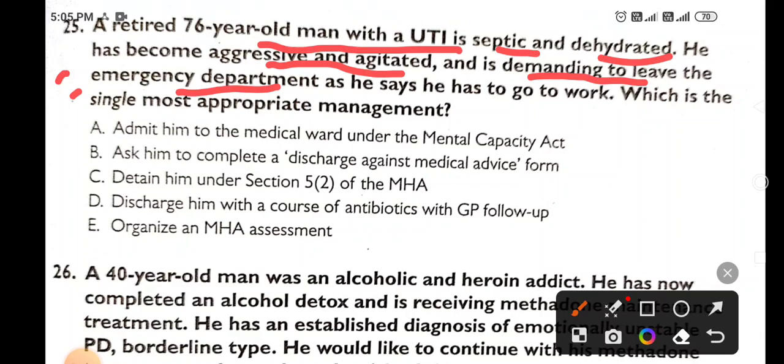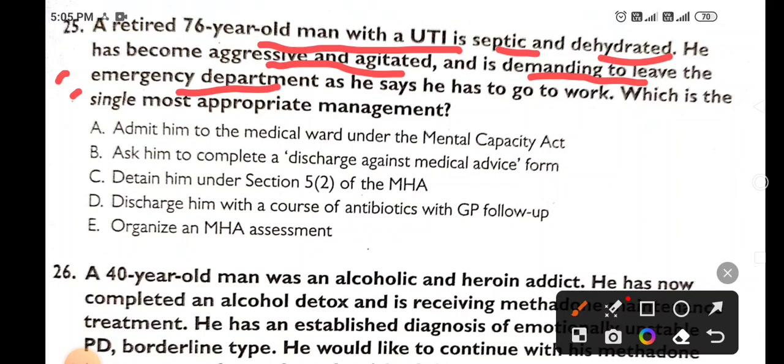So, what is your best answer? Admit him to a medical ward under the Mental Capacity Act. Ask him to complete a discharge against medical advice form. Detain him under section 5(2) of the MHA.